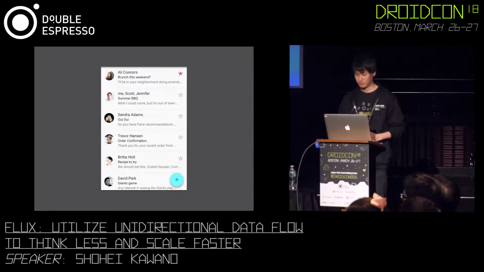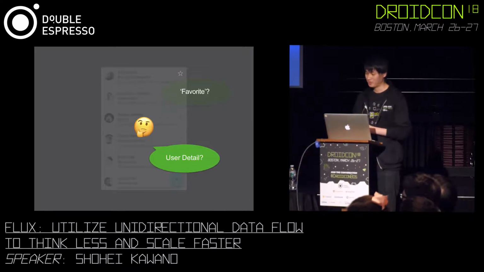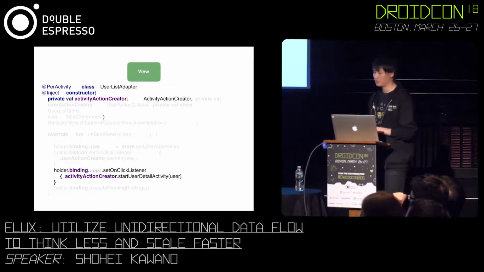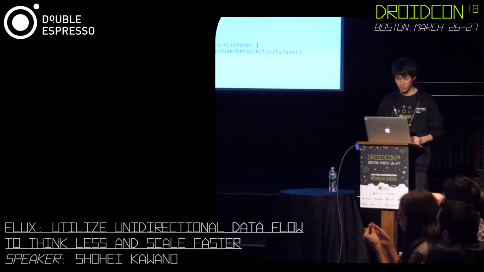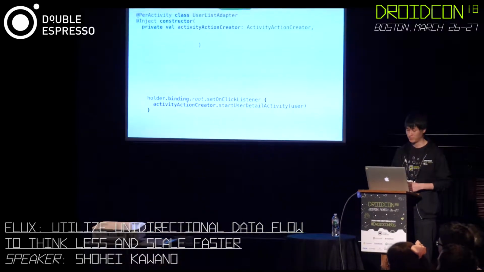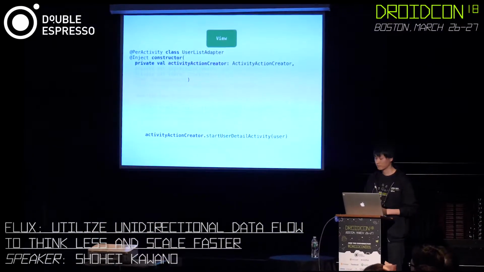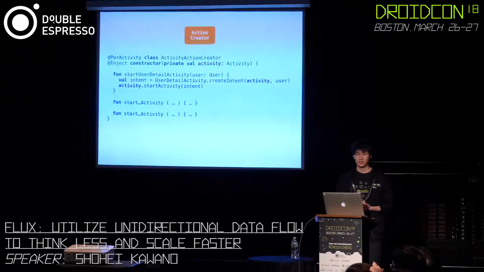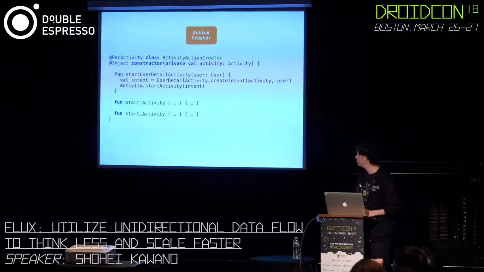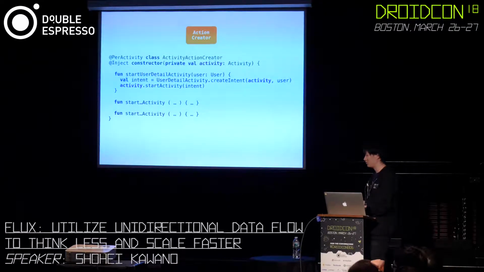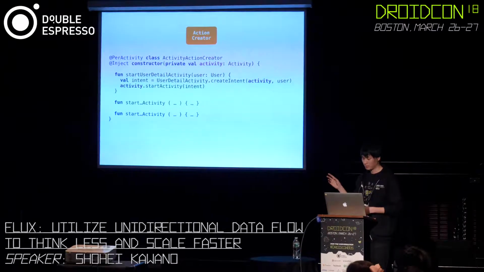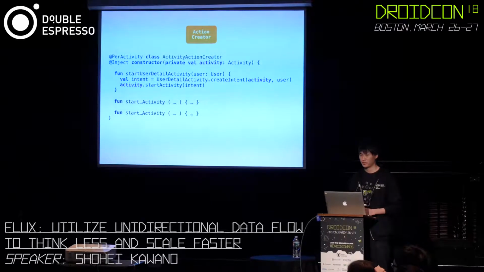So now you can see this. And for user detail activity, right, next one. Inside user list adapter, we inject another action creator called activity action creator in this case. And when the item of the recycler view list is clicked, we start user detail activity in here. And inside activity action creator, I put all the start activity code just to start activity, so that if you put all the start activity code of the application in one place, you only need to modify in this activity action creator class.